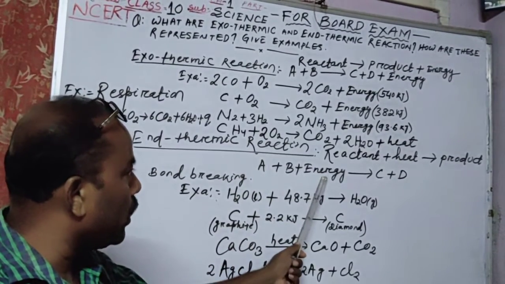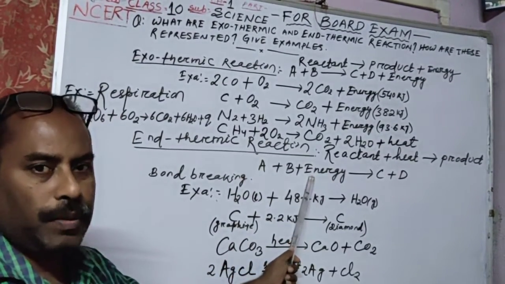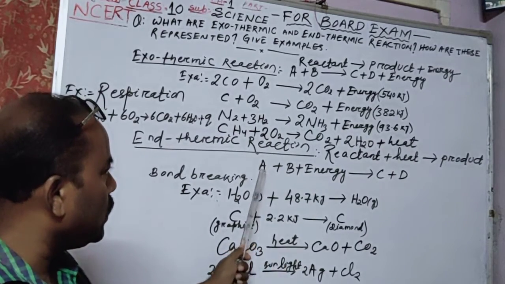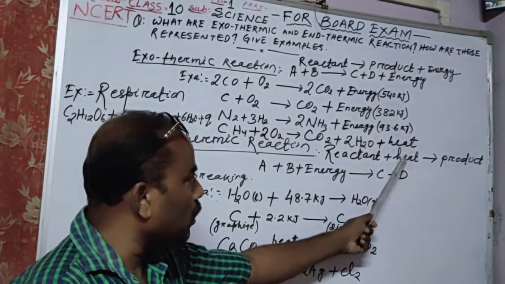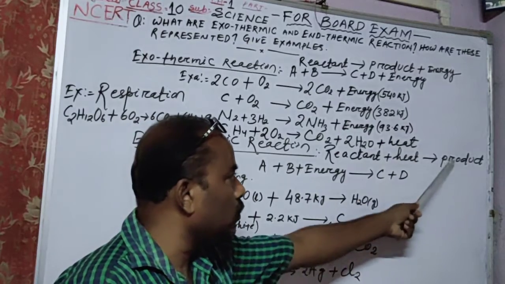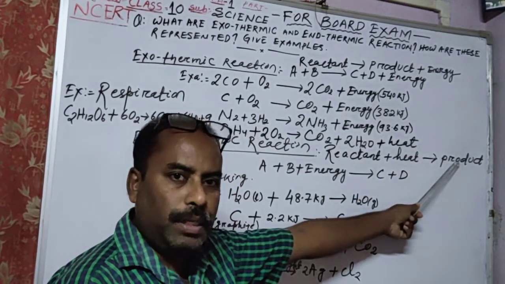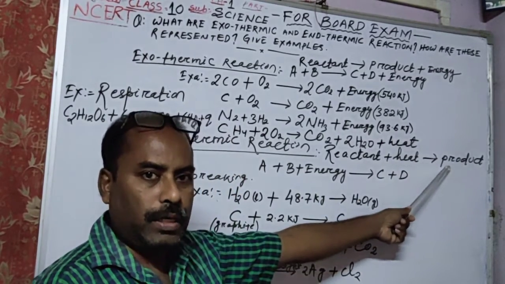So we have kept the energy on the left-hand side, in the reactant side. So this is reactant plus a certain amount of energy, then the reaction will take place and the product will be there. So energy is required here.